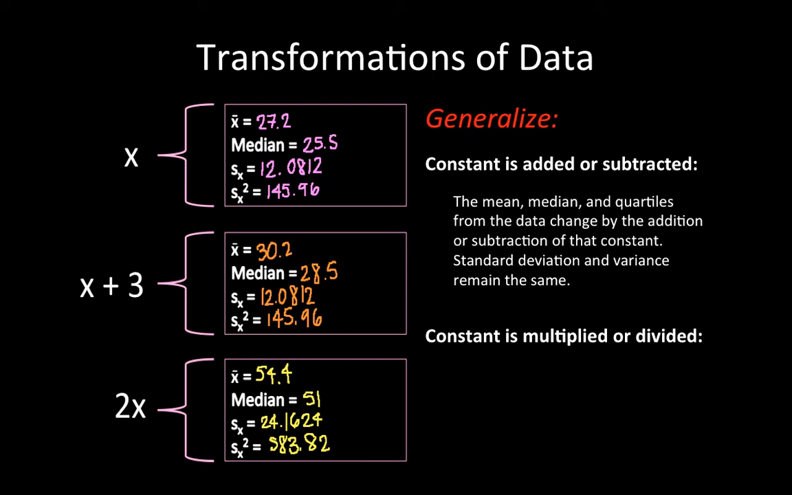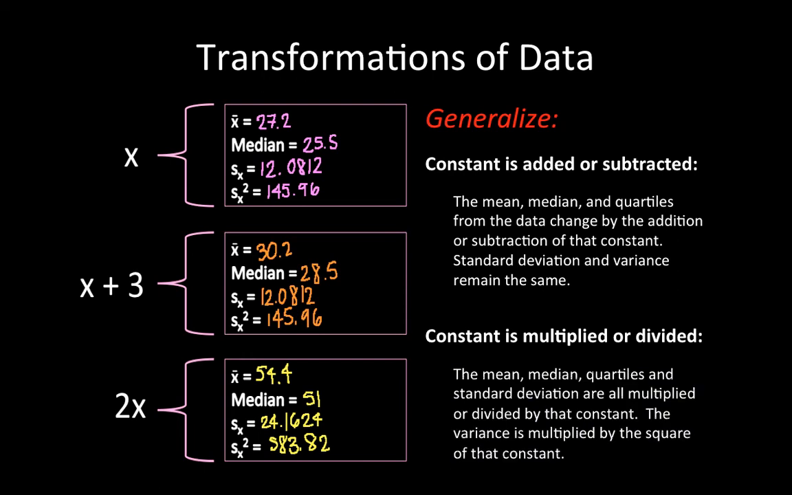So for this data set, we can say that if a constant is multiplied or divided to a data set, the mean, median, quartiles, and standard deviation are all multiplied by that constant. And the variance is multiplied by the square of the constant. And that's why the variance is quadrupled. It is multiplied by 2 squared, which is 4. And that's why the variance is so huge.